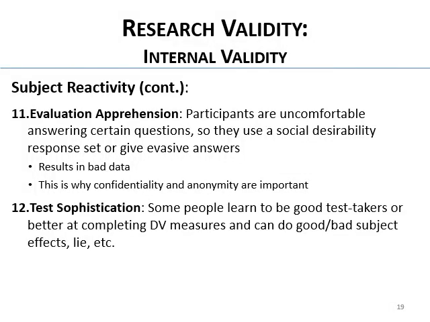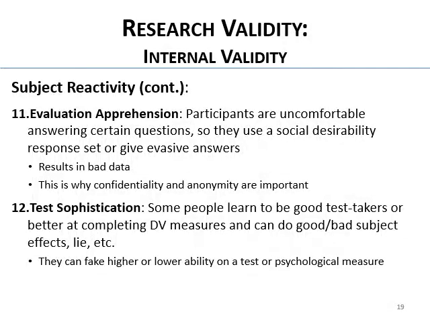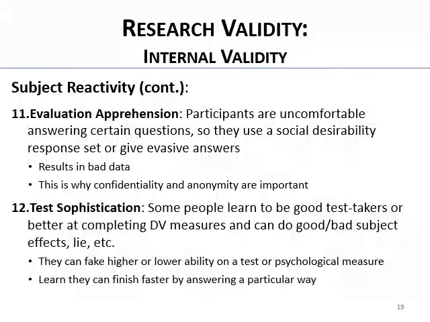So test sophistication is what occurs when people learn to become good test takers or better at completing DV measures, and then they can more easily do good subject or bad subject effects, lie about things, etc. over time. So this is particularly apt to occur when you have repeated measurements in a study. They can fake higher or lower ability on a test or a psychological measure just because they got sophisticated at taking it. They can learn to finish faster by answering in a particular way.